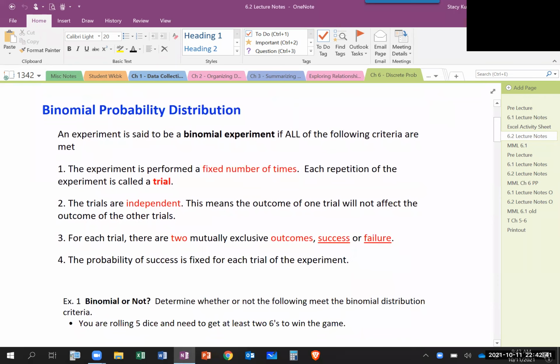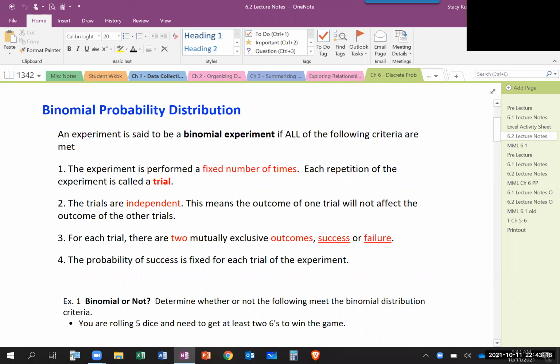Now, when we have our probability, in order for us to claim that we have a binomial experiment, we have 4 criteria that have to be met. And all of these criteria have to be met. So if one of them is not met, then you cannot claim this is a binomial distribution. The first one in our set of rules has to do with, is there a fixed number of trials? Is there a fixed number of trials?